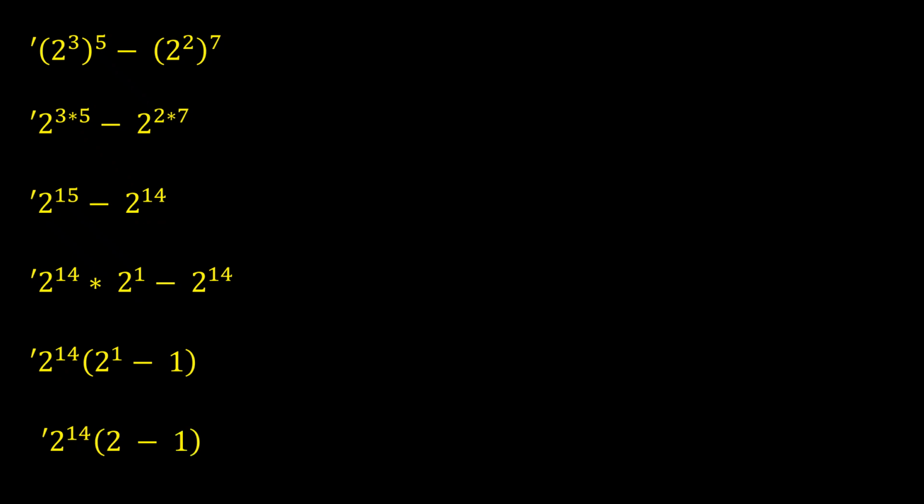Simplify inside the parentheses. 2 to the power of 1 is just 2, so we have 2 minus 1. 2 minus 1 is 1, so we now have 2 to the power of 14 multiplied by 1. Multiplying by 1 doesn't change the value, so we are left with 2 to the power of 14.